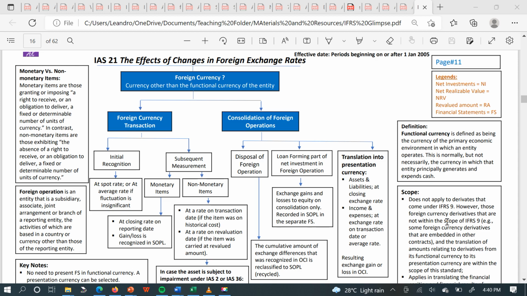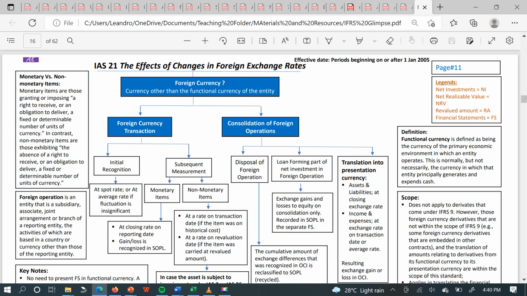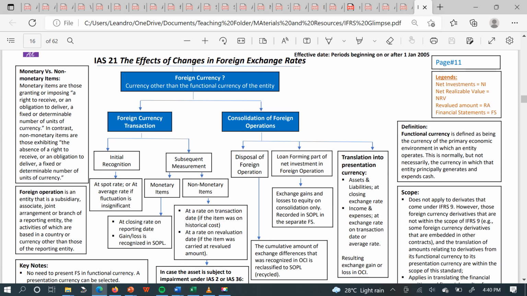Remember that. So the changes will lead to either a gain or a loss. And how you account for that is what this standard is about. How you determine the rate to use is what this standard is about. Okay, so pay attention. Give yourself reason why you have to read the standard, so you can account for the changes in foreign exchange rates. So to do that, you actually have to know your rates.